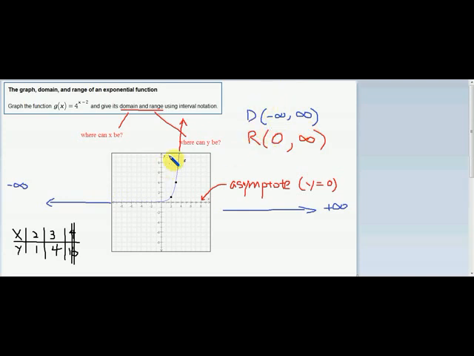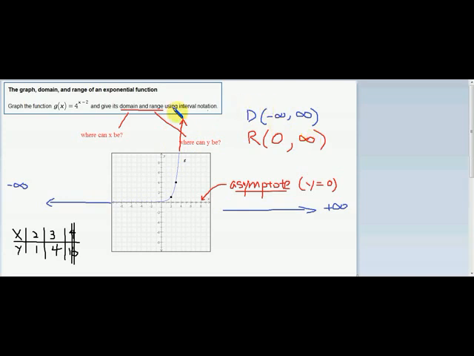So if you go up, you can go all the way up to infinity. If you go down, you cannot be 0 because the asymptote is right there. That's what's so special about the asymptote. So your asymptote would be your lower boundary, and look at the graph, you can figure out what's the upper boundary for the range.